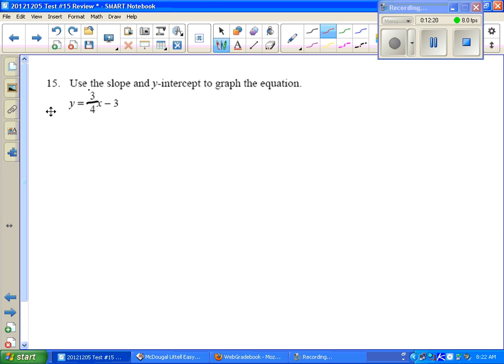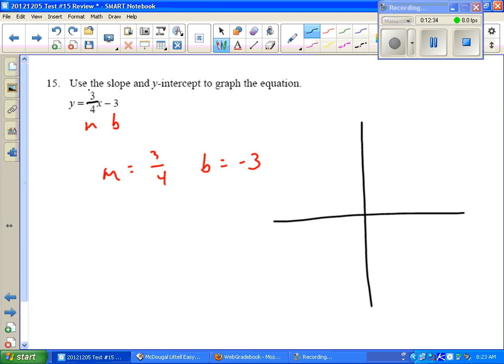Use the slope and y-intercept to graph the equation. Okay, the only thing we're looking at is the slope value, which is here, mx plus b. So our m value is 3 over 4. Our b value is negative 3. Remember, when we're graphing an equation, your b is on the y-axis. So your b tells you where to begin. So if you begin at negative 1, 2, 3, that's where you put your first point.